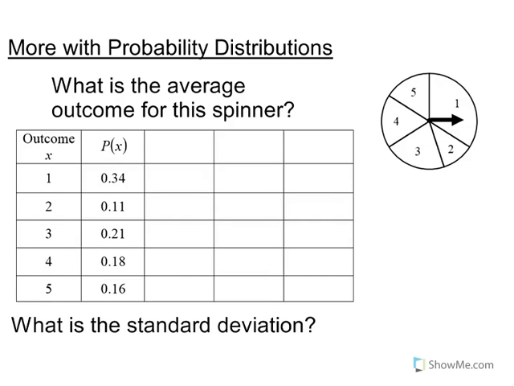Today we're going to do some more with probability distribution. So we're going to continue on with finding mean, but we're also going to look at how to find standard deviation and then determine what's typical and what's unusual for a probability distribution. So we're going to take a look at the spinner on the right.